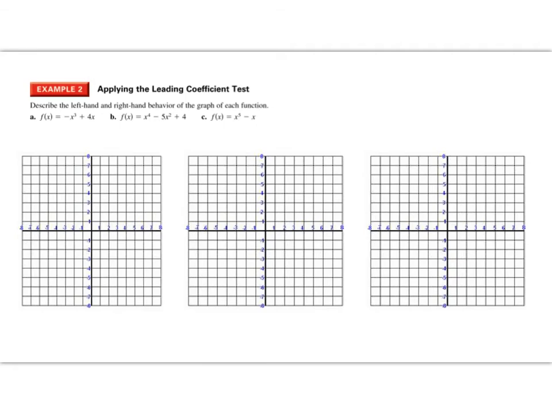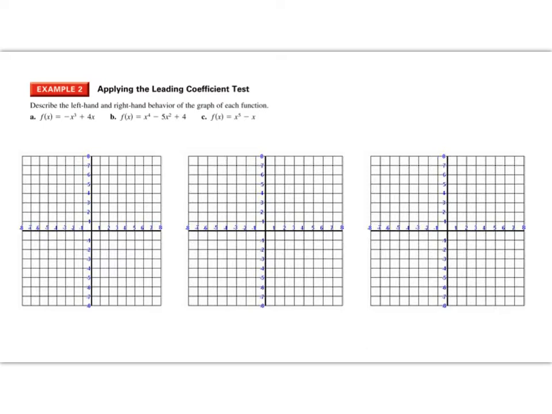So example 2, we're going to describe the left and right end behaviors of each of the graphs. Honestly, I really don't need graphs here, so I'm not sure why I put graphs, because all I really care about is what's going on with my function. So the first one here, I'm going to do in blue.